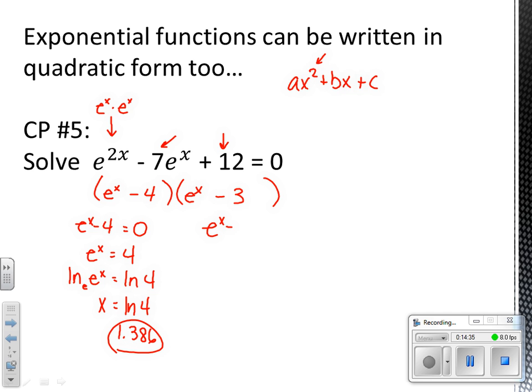Let's do the same thing to the other factor. So e to the x minus 3 equals 0. Move the 3. Then I can ln both sides again.